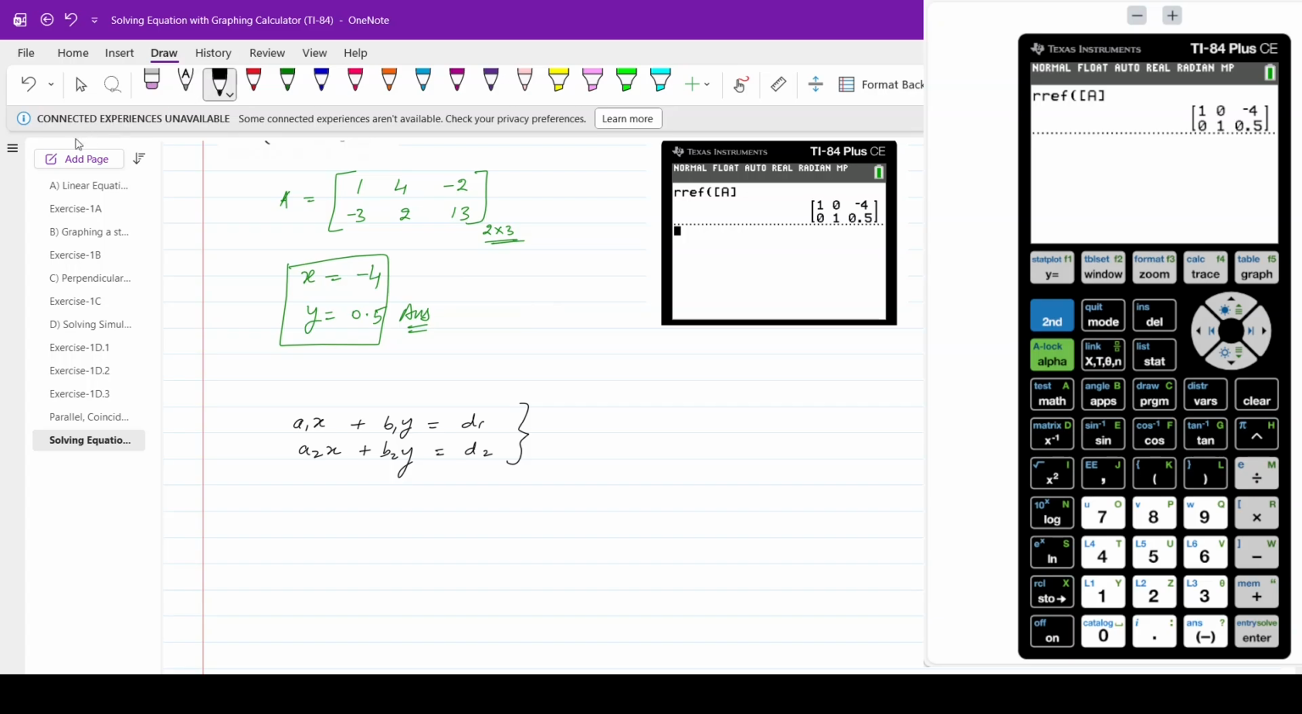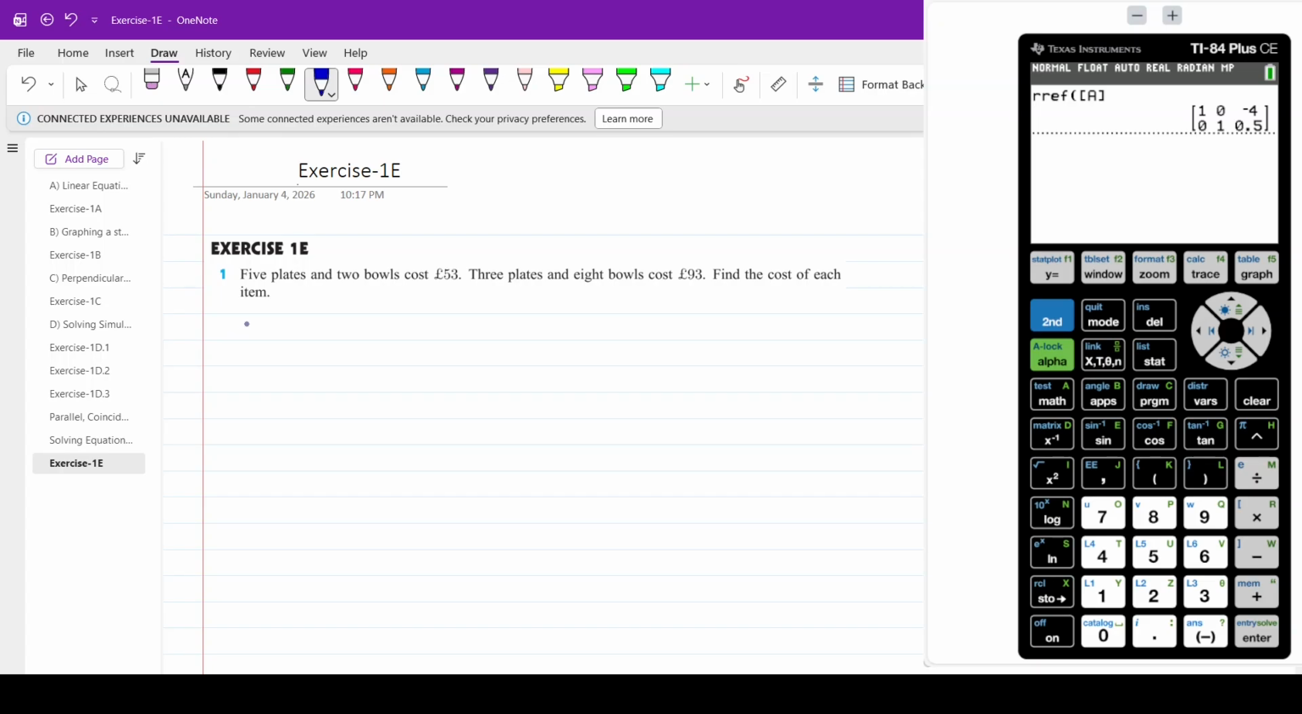Now let's move on to exercise 1E. Here in this question, 5 plates and 2 bowls cost 53 pounds. 3 plates and 8 bowls cost 93 pounds. Find the cost of each item.